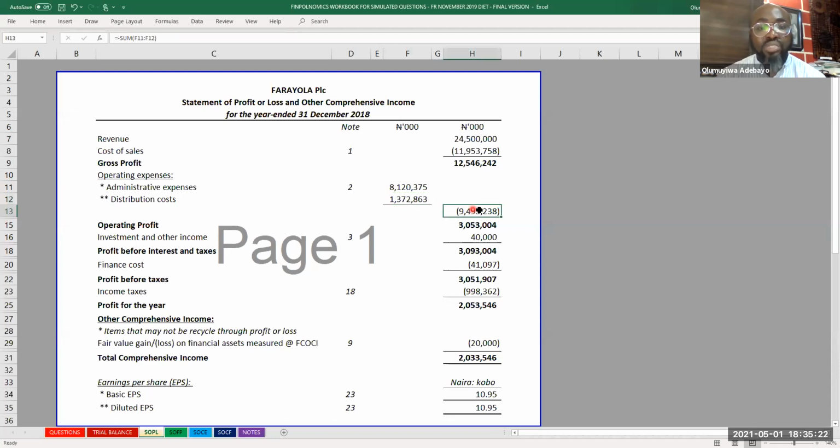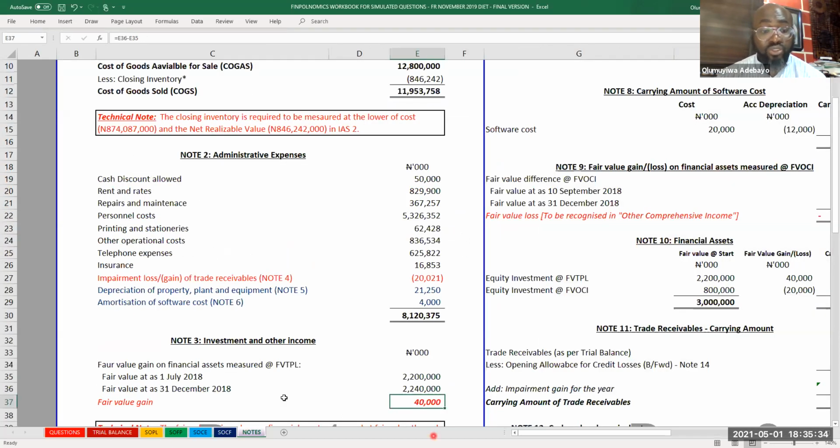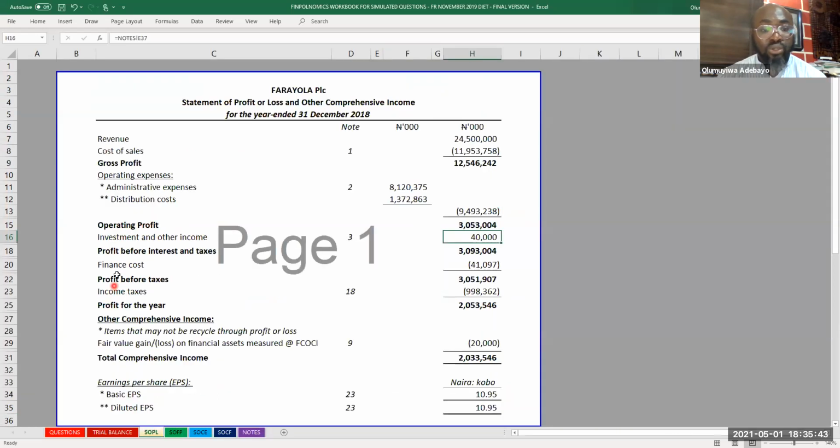And this is how we obtain operating expenses. Deducted from your gross profit, we have our operating profit. Now, remember investment income from note three. Investment income was a fair value gain, fair value gain from the financial asset measured at fair value through profit or loss. Furthermore, we got our profit before interest and taxes.